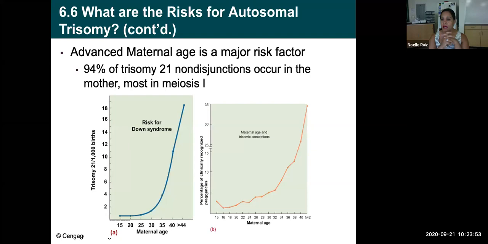Advanced maternal age is a major risk factor, especially for Down syndrome. 94% of trisomy 21 non-disjunctions occur in the mother, most likely in meiosis 1. And you can see from the graphs, the risk for Down syndrome increases dramatically as a mother ages, as a woman ages. Like I said, after the age of 35, most women get an amniocentesis or the chorionic villus sampling to make sure everything's okay with their baby.